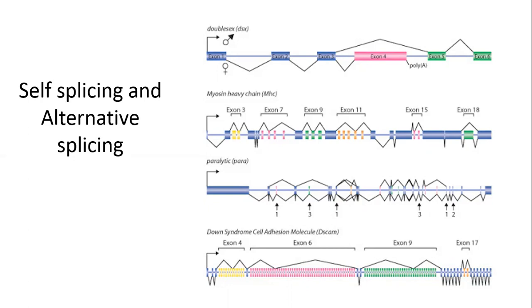In previous classes we saw that RNA is modified using the spliceosome machinery, but sometimes without the spliceosome machinery, RNA can be spliced, and this is known as self splicing.